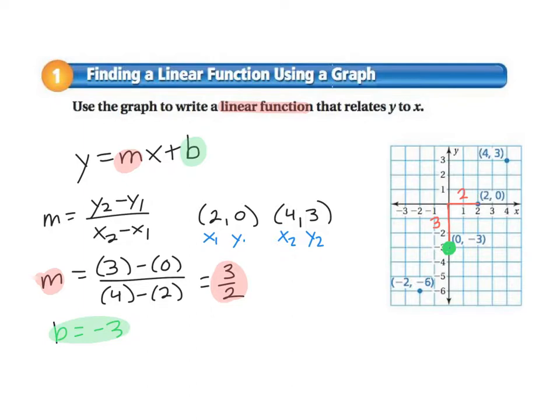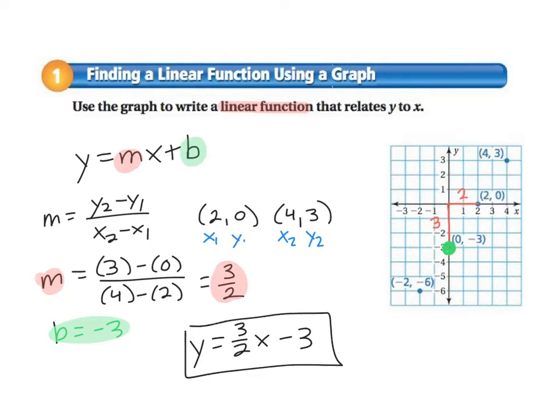And now we can just plug it into y equals mx plus b, and we get y equals 3 over 2x minus 3. So however you want to do it is fine, whether you just want to look at the graph to find the slope or you want to use the slope formula using any 2 points that you choose. Either way, you should get the same result.